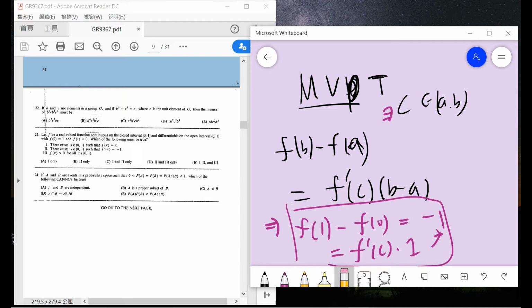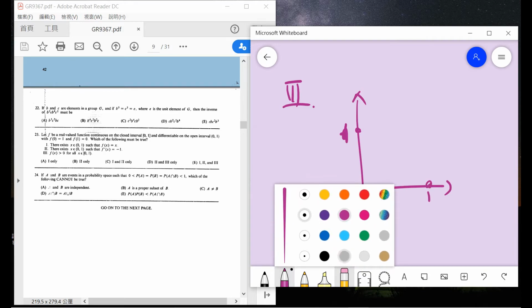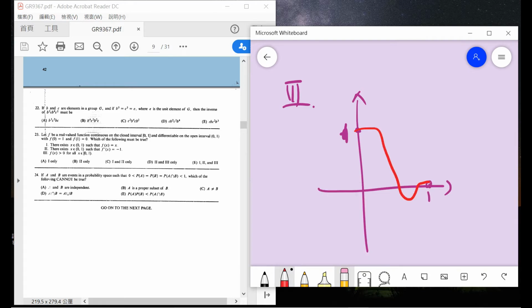Okay, so the third one: f prime is larger than 0 for all x in 0 and 1. This is definitely wrong, right? Because you can plot any function where f of 0 is 1 and f of 1 is 0. I can plot this kind of function, and this function is not positive. It's definitely not positive.